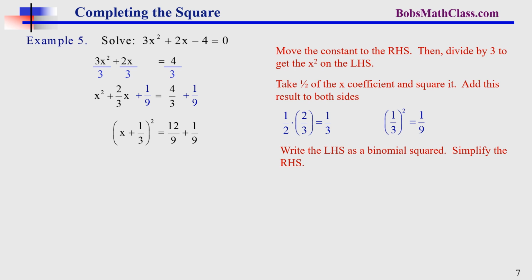And on the right-hand side, we need to get a common denominator, which is 9. So multiply the bottom of 4/3 by 3 and the top of 4/3 by 3. That makes it 12/9 plus 1/9. Add the 12/9 plus 1/9, 13/9. Now we could use the square root property. Get rid of the square on the left-hand side, put a square root on the right-hand side. Don't forget the plus and minus.